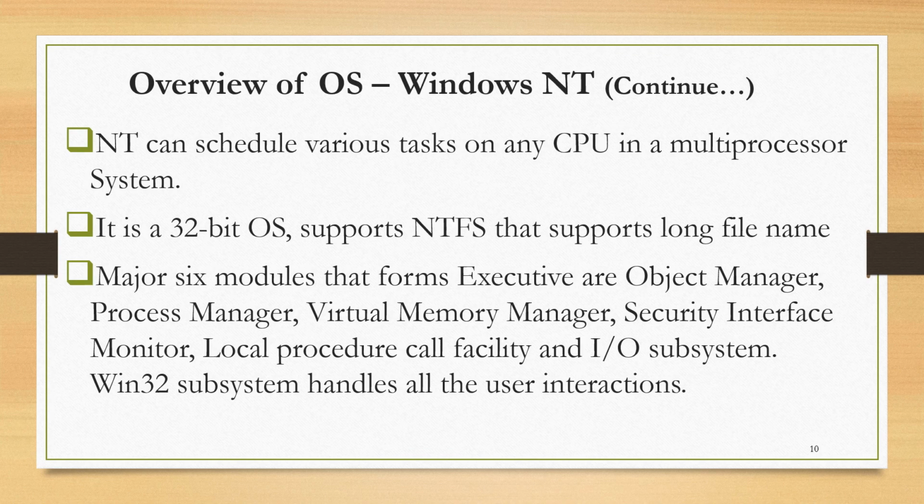So suppose you have multiple CPUs in a computer system. Then Windows can schedule the task to any CPU. It has the capability of assigning the task to any of the CPUs. If you have multiple CPUs, you have a multiprocessor system.